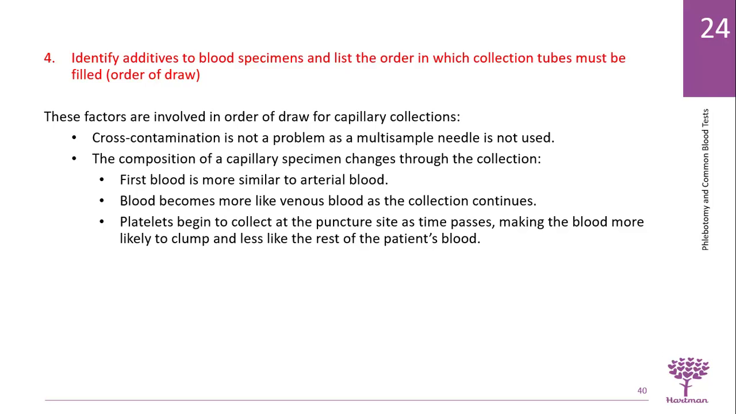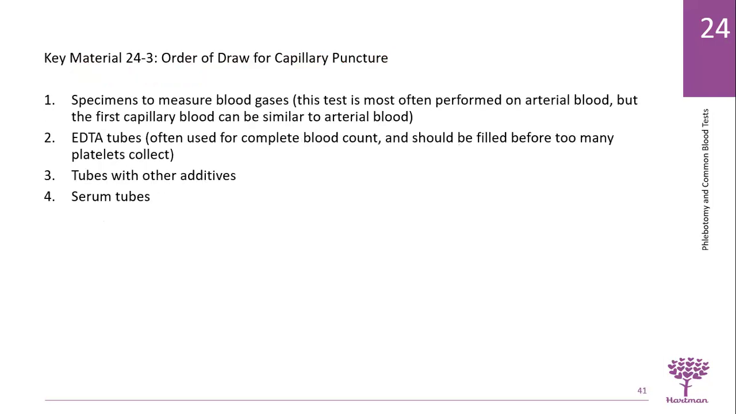When you're identifying additives to blood specimens and listing the order in which collection tubes must be filled, or the order of draw, here are some factors you want to keep in mind. Cross-contamination is not a problem as long as a multi-sample needle is not used. The composition of a capillary specimen changes through the collection, so first blood is more similar to arterial blood. Blood becomes more like venous blood as the collection continues, and platelets begin to collect at the puncture site as time passes, making blood more likely to clump and less like the rest of the patient's blood.